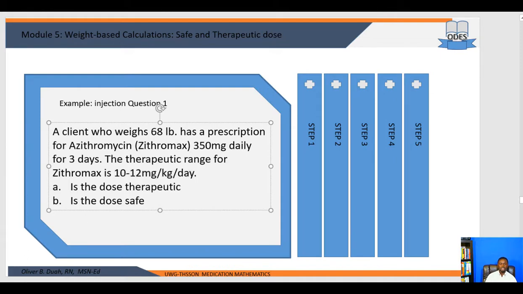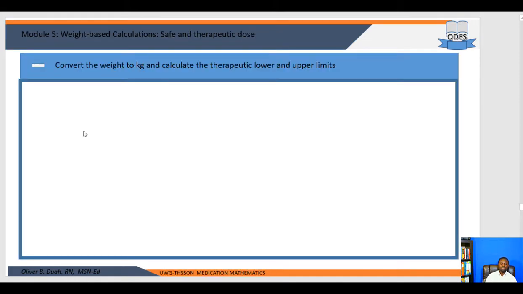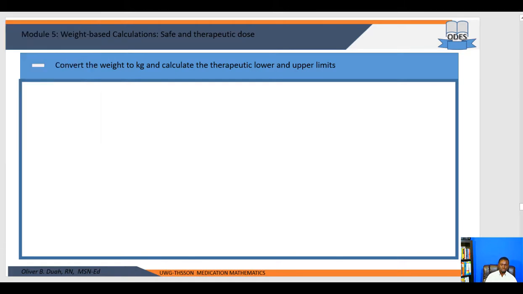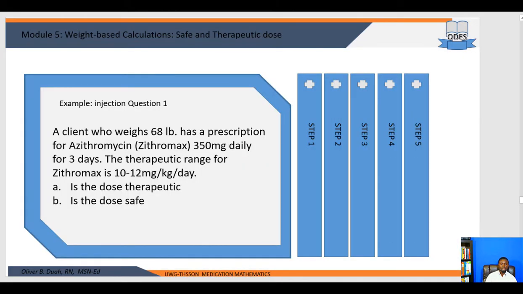So let's solve this example. How do we note if this is safe or not? First of all, we have to convert our weight to kilograms. So we note in the question that our client weighs 68 pounds.